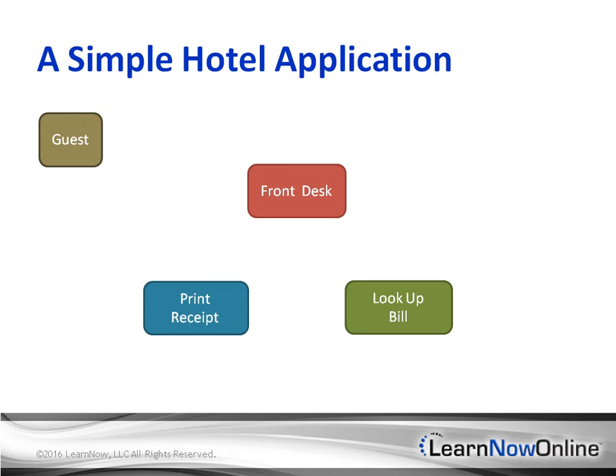So how does this translate into a real-world application or to a business? This simple hotel application shows that a guest comes up to the front desk and requests their bill. The front desk clerk looks up the bill and sends it to the printer. The printer knows how to print the information on the bill. The printer takes that information, or the model, and prints it out on paper, and it's returned to the guest. And the front desk clerk gives it to the guest.